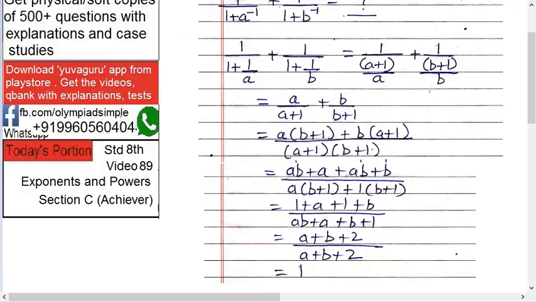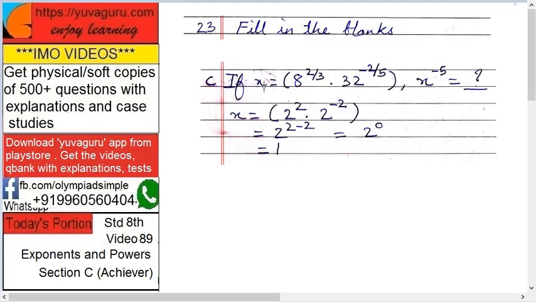That is the answer. Next, if x equals to 8 raised to 2 by 3 into 32 raised to minus 2 by 5, then x raised to minus 5 equals to, okay, solve this first. So 8 raised to 2 by 3 means this is cube root of 8, the whole square, right? 3 comes over here, but cube root of 8 is what? 2. So 2 square into this 32 raised to 1 by 5, that is 2. So 2 raised to minus 2.